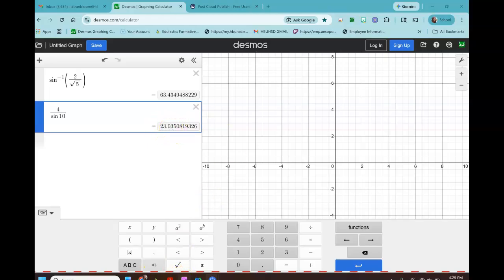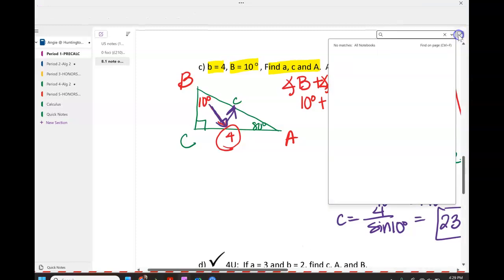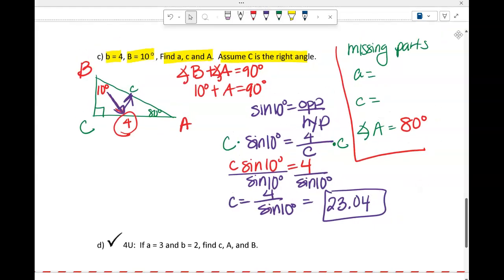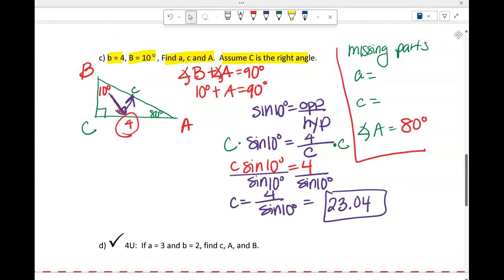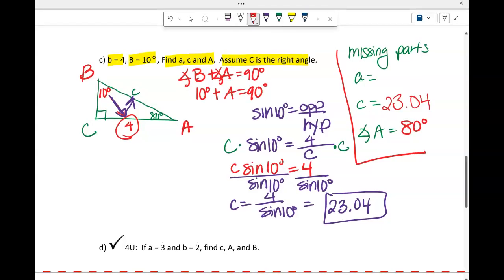I hope so. So let's fill that in. Okay, so here we go, 23.04, that's your hypotenuse. Fill that in, your missing piece. And it's not a degree because it's a little leg, so don't put the bubble symbol. Now our next one is missing leg A, because now we do have 2 sides, right? You got your leg B, which is 4, and your leg C is 23.04.